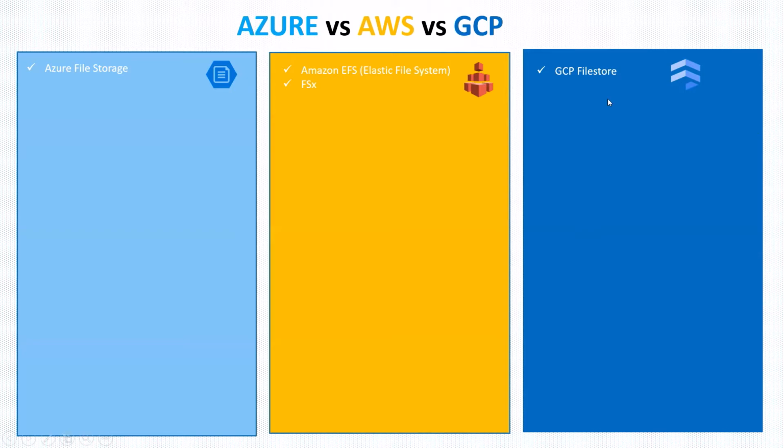And what about GCP? GCP Filestore is dedicated to Linux systems. So if you have a Linux system, then you can provision this service and use it. Going forward, we'll see what other configurations are available with these services.